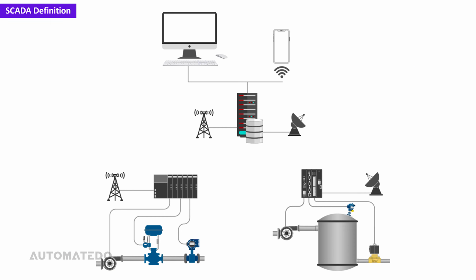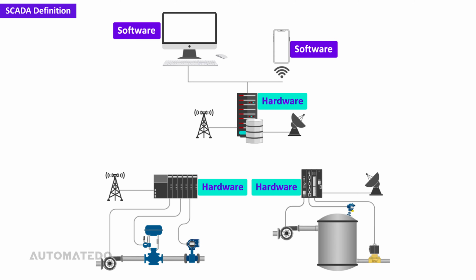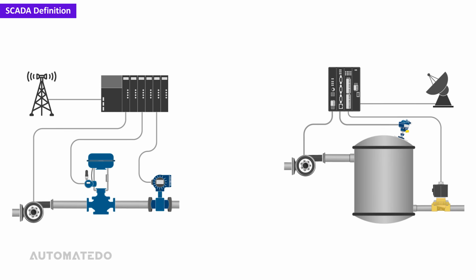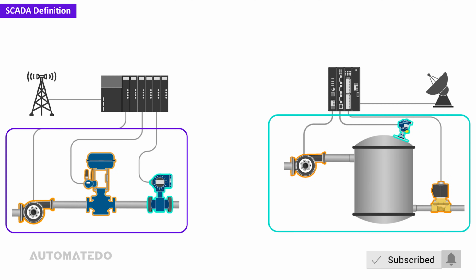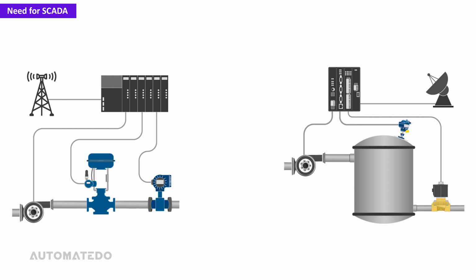SCADA is made up of both software and hardware elements to create a control system used for industrial automation. It is a centralized system that allows you to keep an eye on a variety of equipment that provides information about particular processes that have become complex for humans to manage. Now let us find out where SCADA systems are needed.